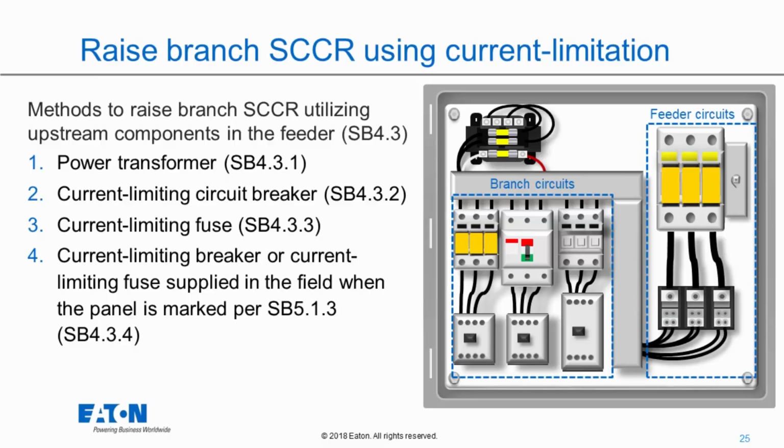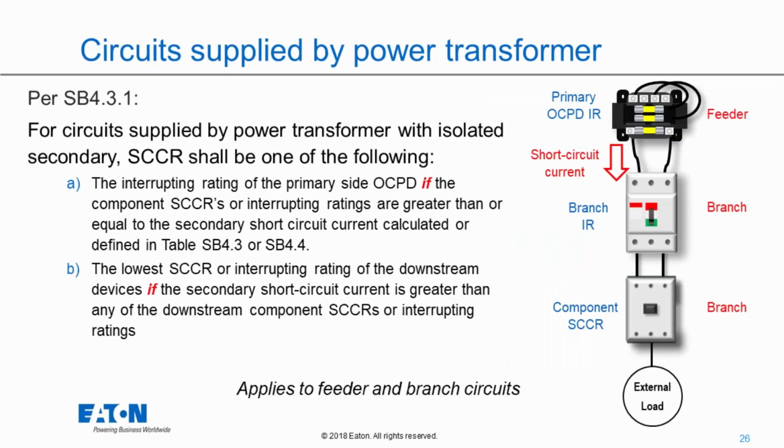But let's start with this power transformer example. If I use a power transformer in my feeder, again, this is not in my branch, this is in my feeder. So if I have a circuit supplied by the power transformer, I can look up the short circuit current let through of that transformer. If I have a single phase transformer, I look at table SB 4.3. If I have a three-phase transformer, I look at table SB 4.4, and in there it will tell me what the secondary short circuit current is on that transformer.